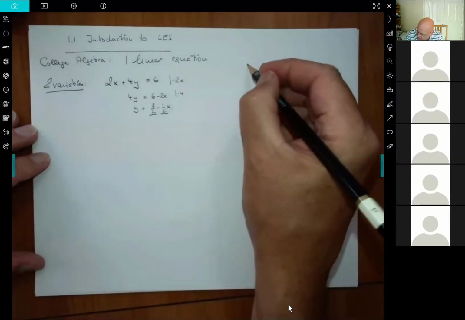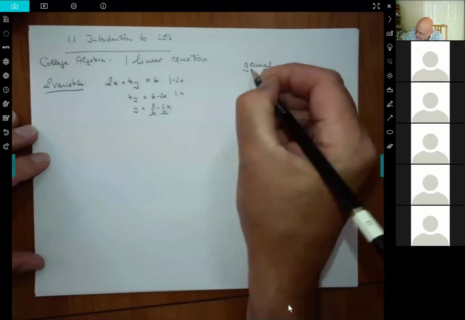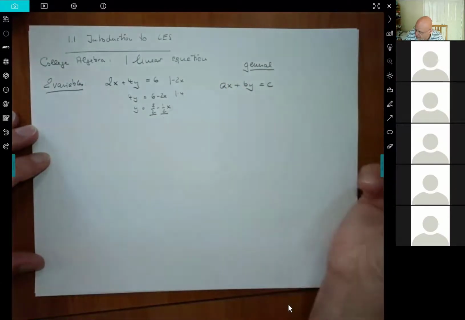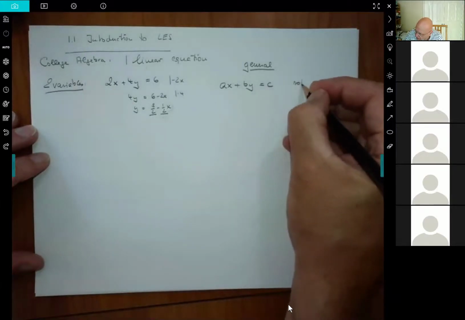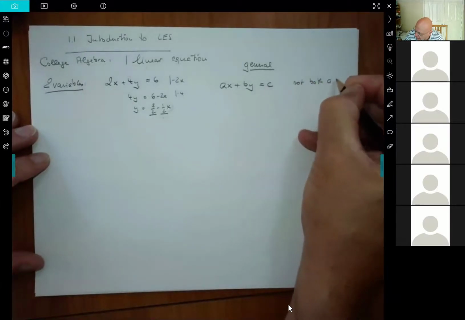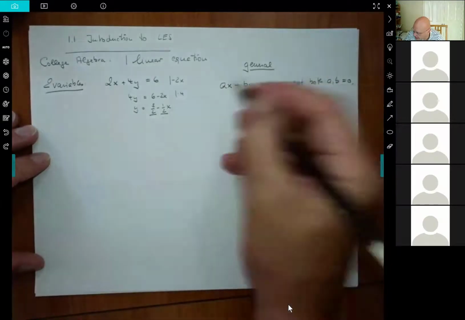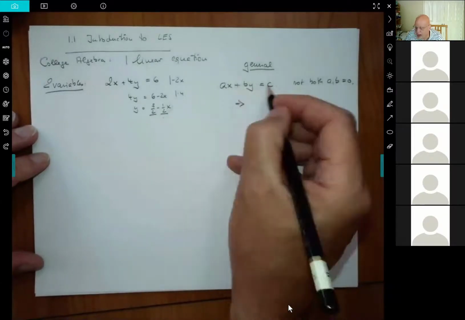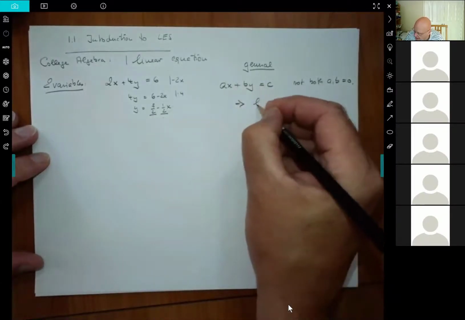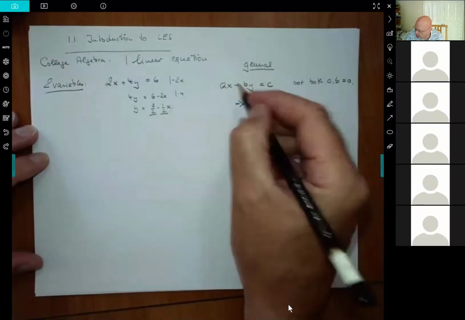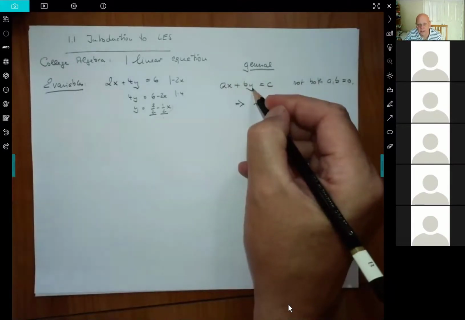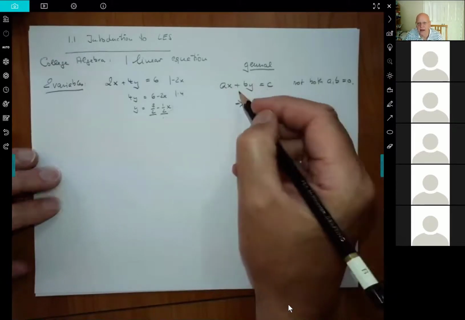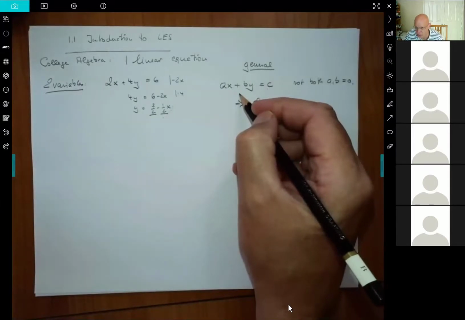And then in the general case, you have something like ax plus by equal to c, and not both a and b equal to 0. So at least one of them has to be not equal to 0. Then again, if the question is which x and y solve this, the answer is always it's a line. So there's always a line in the Cartesian coordinate system, and every point on the line is a solution, and every point not on the line is not a solution.